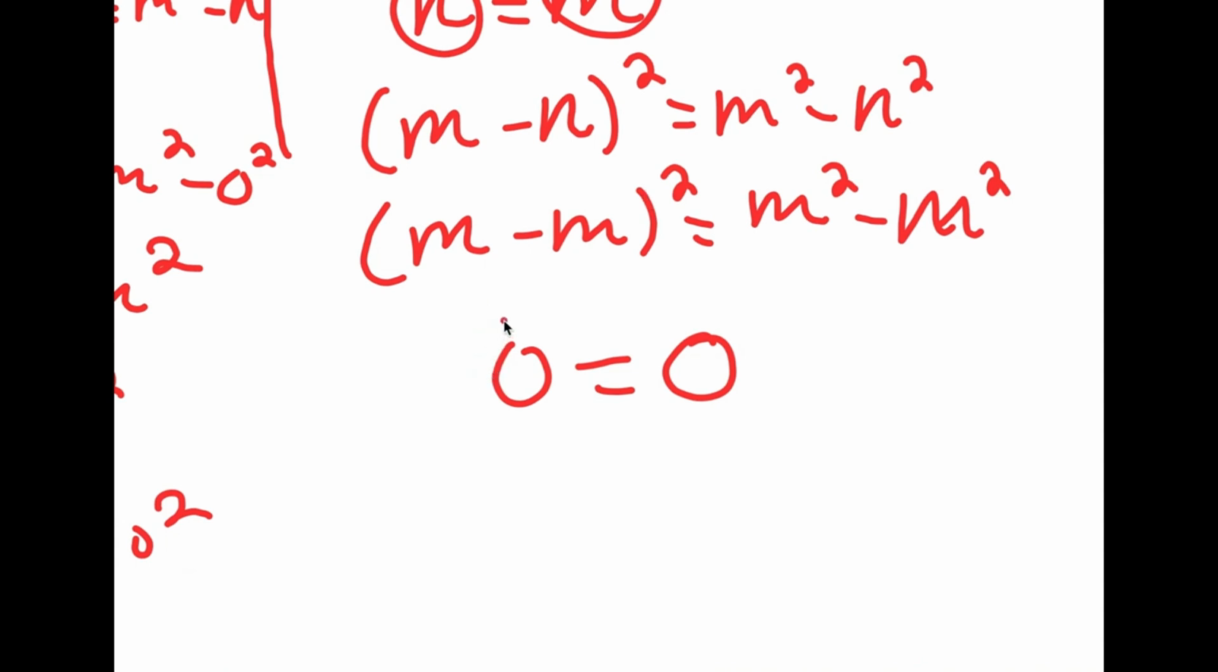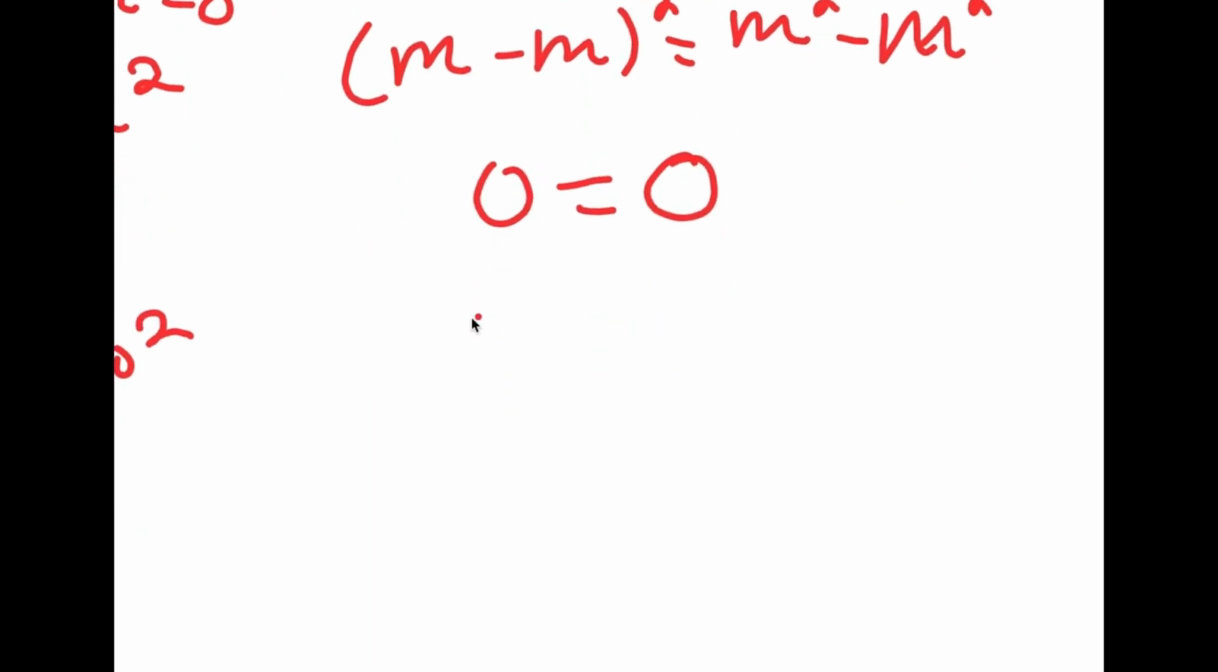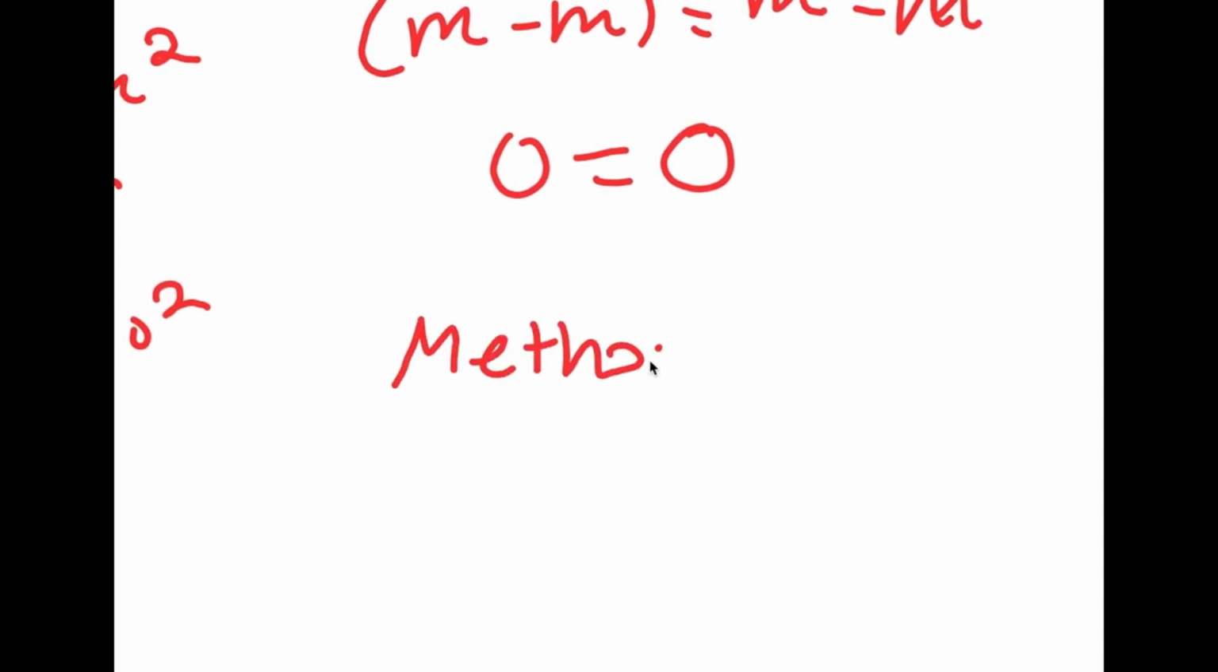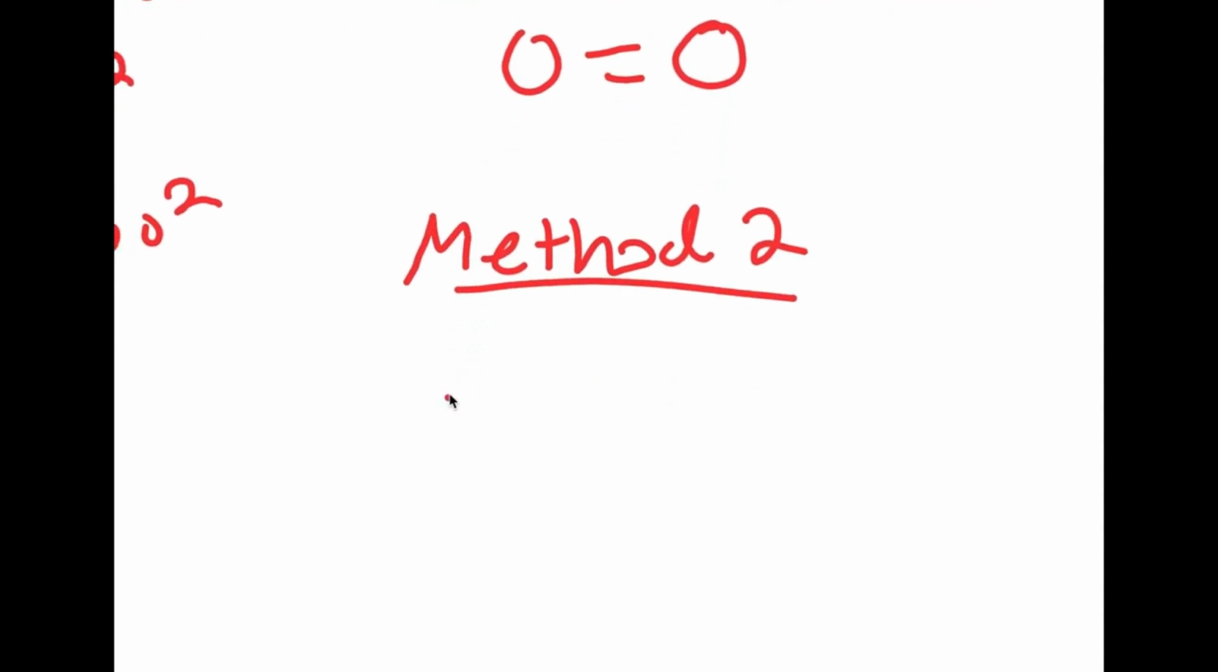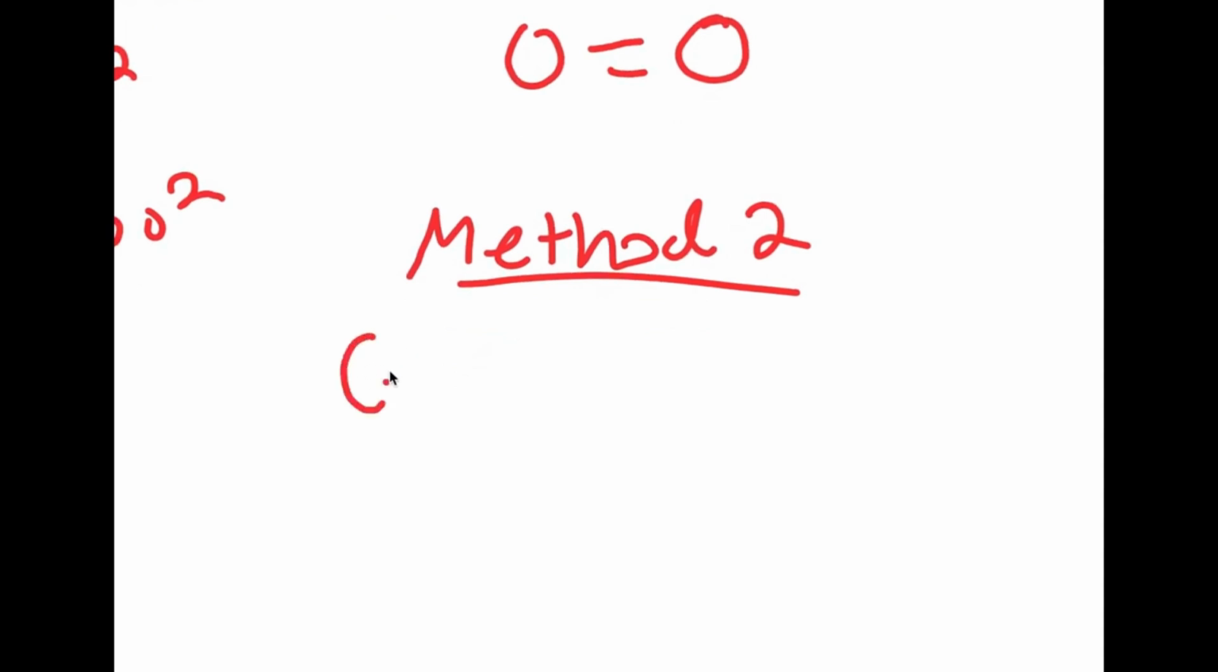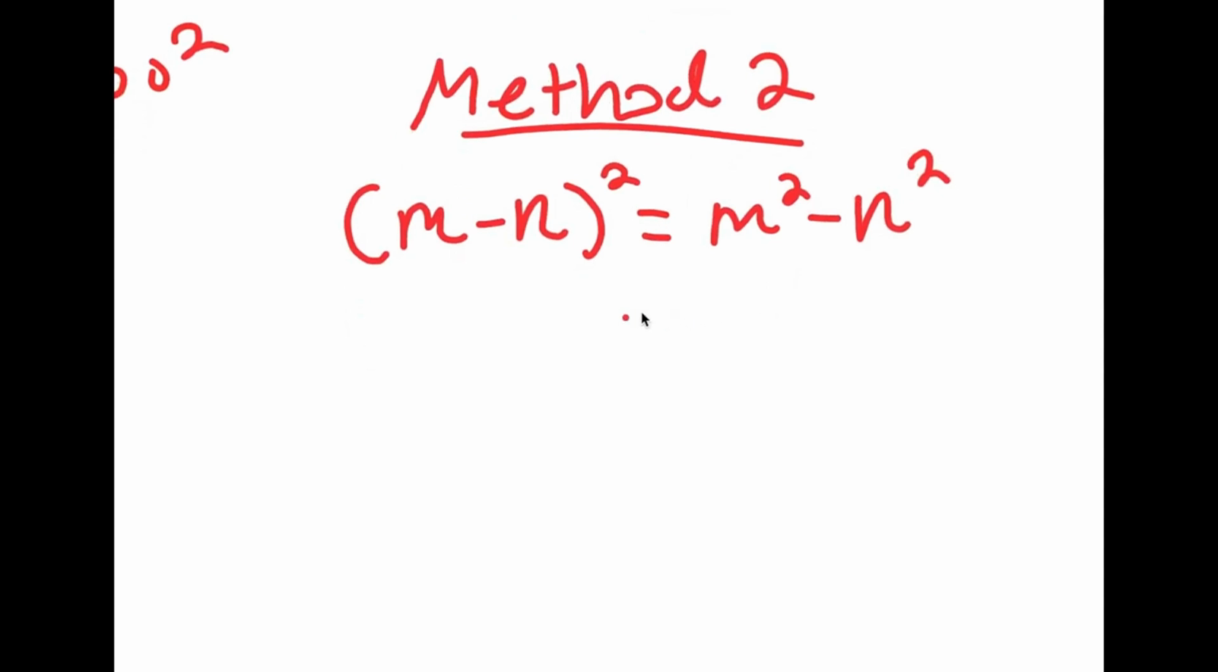So, now going back, what I'm going to do is do a different method to solve this problem. So method 2 is, first let's rewrite the equation. We have (m minus n) squared is equal to m squared minus n squared. And this time, I'm going to again expand (m minus n) squared to (m minus n) times (m minus n).